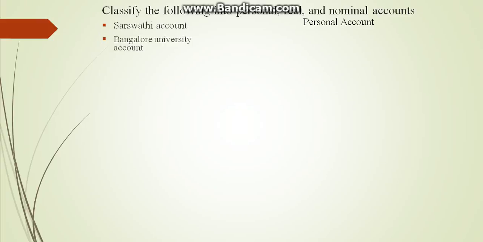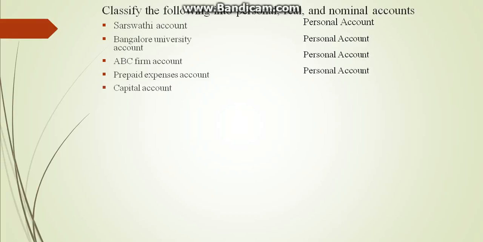Second one, Bangalore University account. Such a type of account we consider an artificial personal account. This mentions a university, so we have to go with the rule of personal account. And ABC firm account. ABC firm also belongs to artificial personal account, so we go with the rule of personal account. Prepaid expenses account. Prepaid is also an item of personal account. Capital, here we prepare the capital account. If in the capital account we mention the partner's name, we have to go with the rule of personal account.